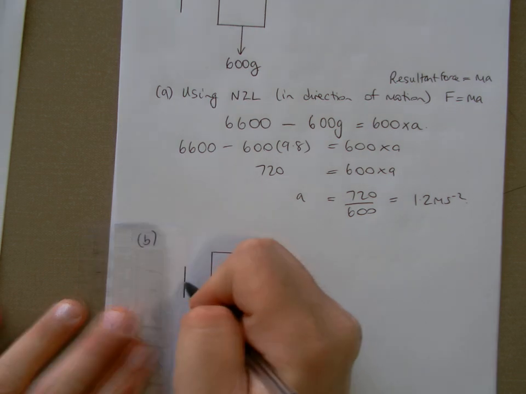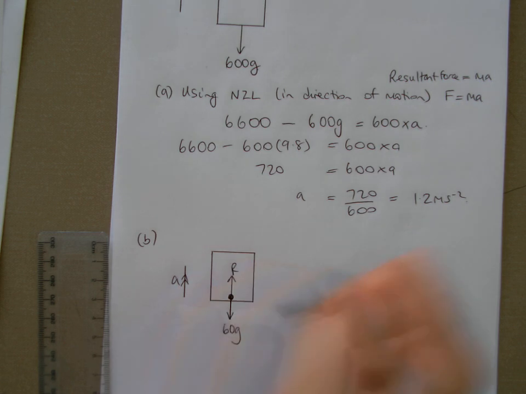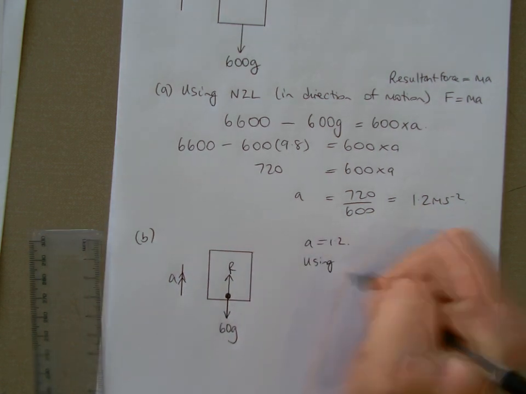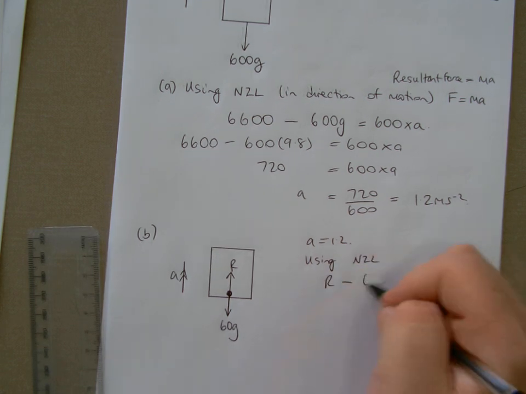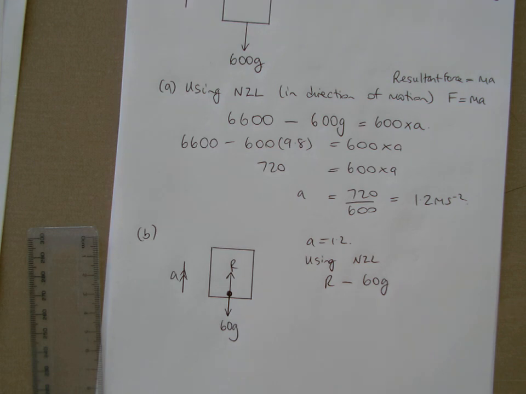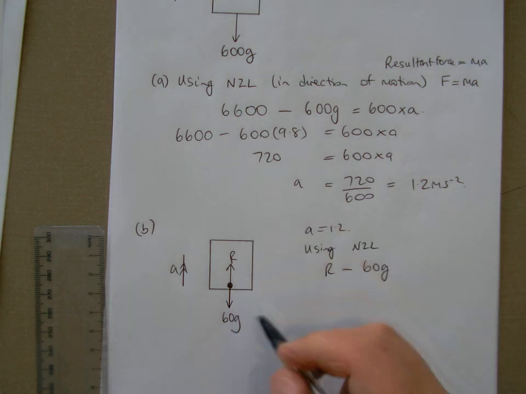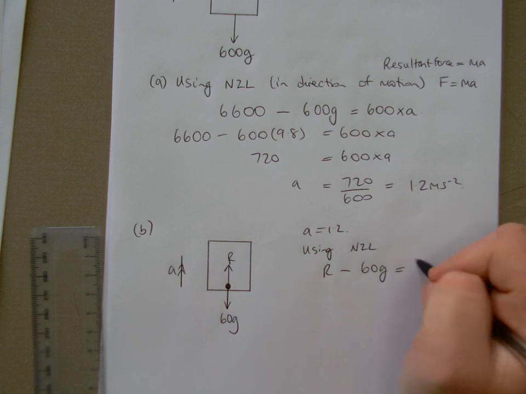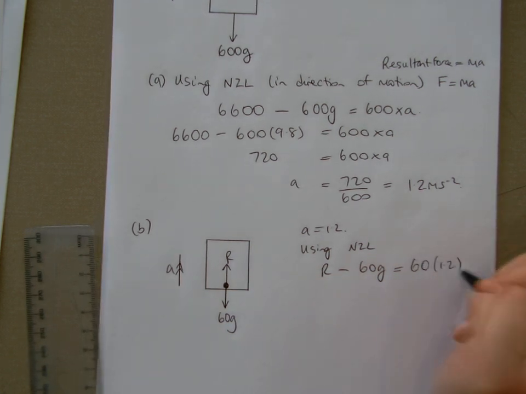Now we are accelerating upwards, don't forget, but we now know the value of A. We know A is 1.2. So again using Newton's second law, we've got R going upwards, take away the weight, which is 60G. All these forces are acting on the person, and we're looking at the resultant force acting on the person. So R, the reaction going up, take away the weight, equals the mass of the person, which is 60, times the acceleration, which is 1.2.